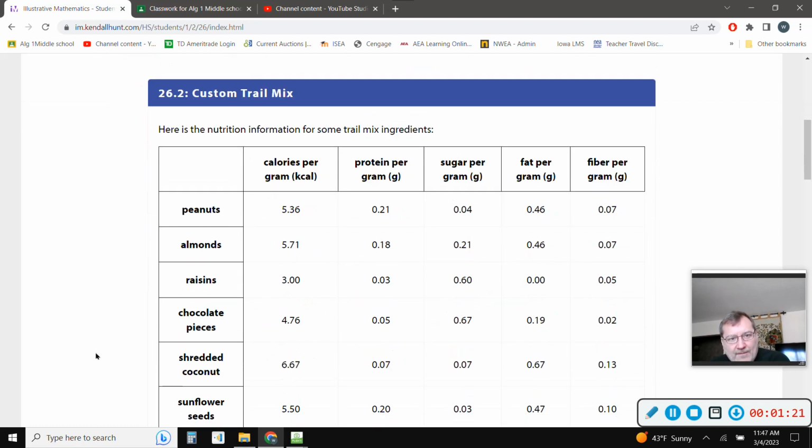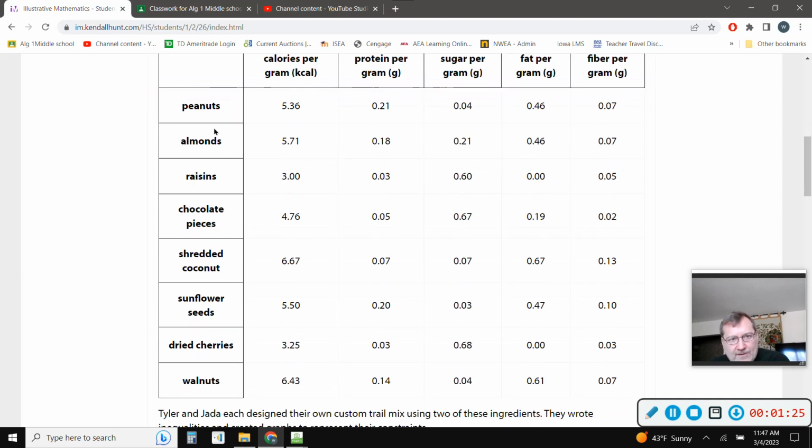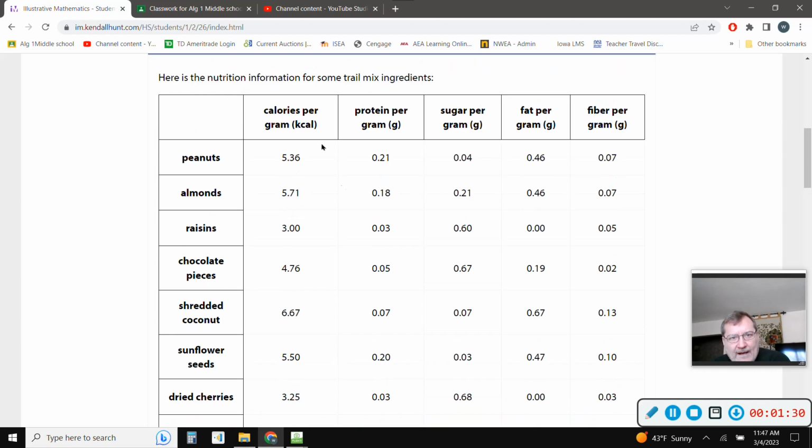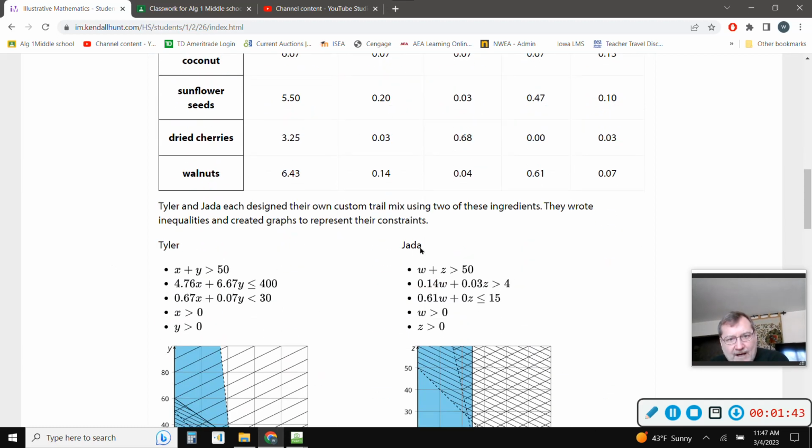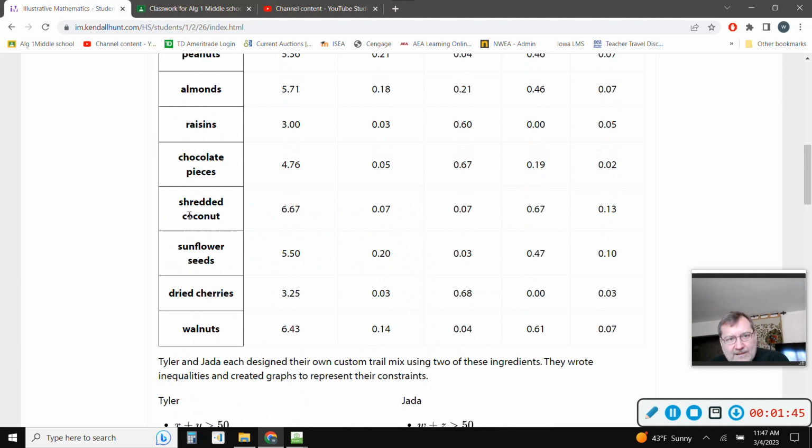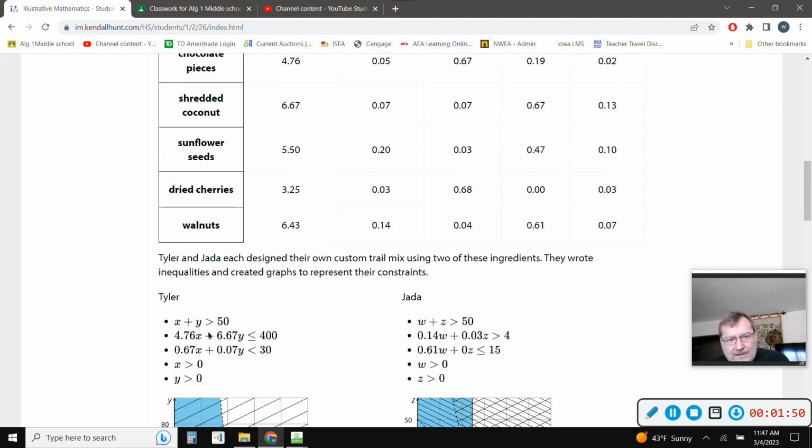Okay. So let's talk a little bit about this next one. They give you this trail mix thing. What they're doing is taking all these different choices that you could have for your trail mix, and breaking it down to calories per gram, protein per gram, sugar per gram, fat per gram, and fiber per gram. And Tyler and Jada next to them are going to be deciding which combination they want with this. You've got to use a little bit of deductive reasoning on which of the ingredients they're using.